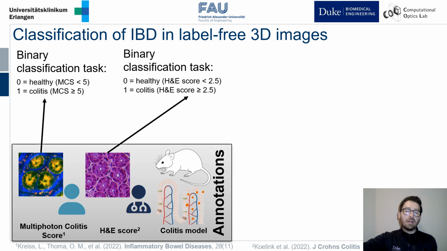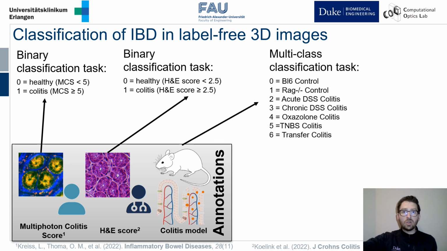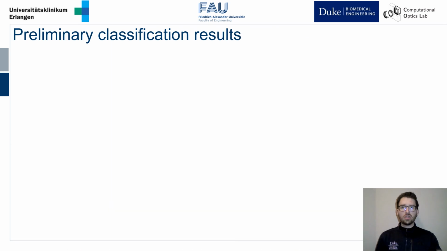And then finally, I think the most interesting pathway would be to do a multi-class classification problem where we use the label of the specific phenotype, which type of inflammation it was. And this leads to a 7-class multi-classification problem. So let me show you some of our preliminary current available results.